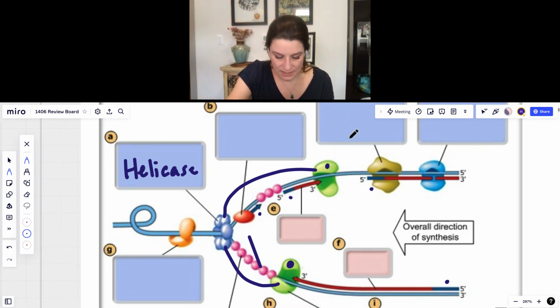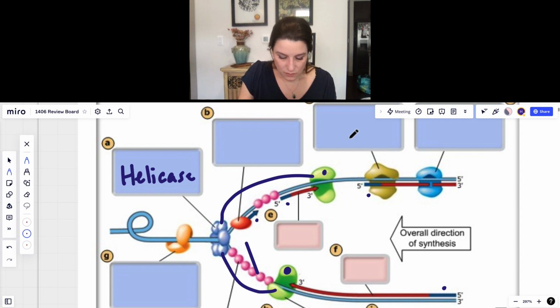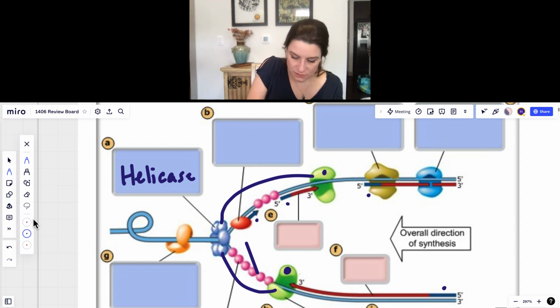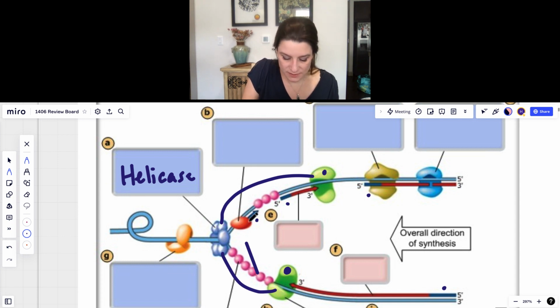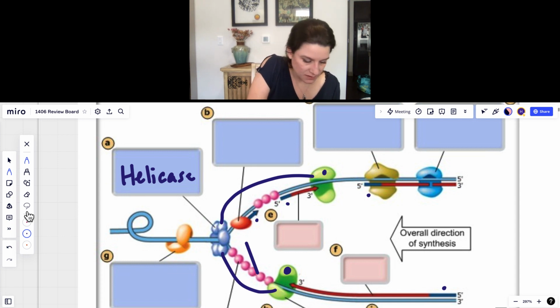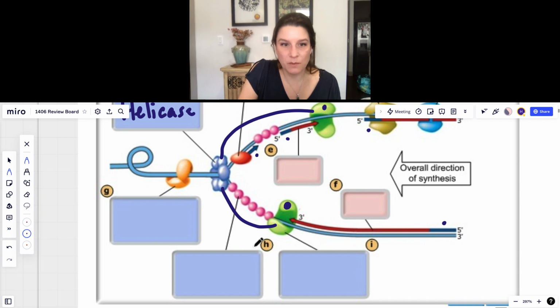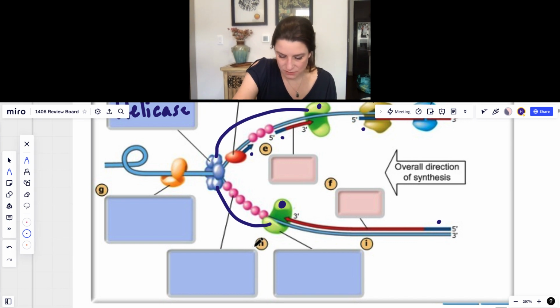Okay, let's look at who's making the little blue parts here. So after helicase opens it, we have kind of like two things happening. We have these little pink things. So the pink ones, which is H.